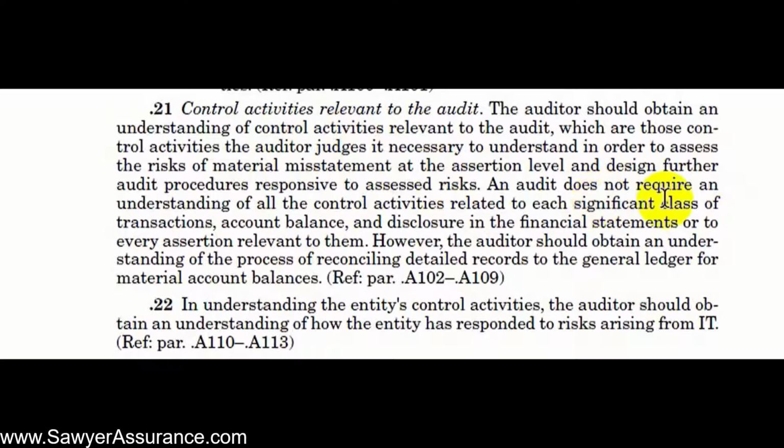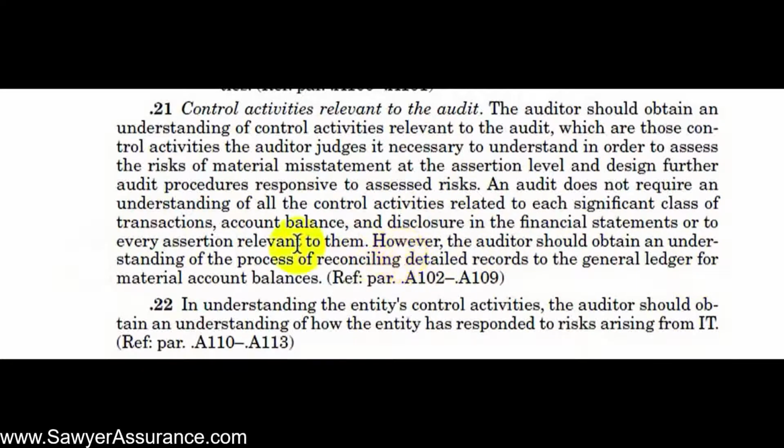And it says here we don't have to understand all of the control activities that are part of the entity under audit, but only the ones that are related to significant classes of transactions, account balances, and disclosures. And we don't have to understand them for every single assertion either. So we mainly want to look at the ones that are most relevant or most significant to our audit. We might determine that by, for instance, the number of transactions. So if a transaction class has a very material amount of transactions that happen, maybe we want to understand those particular control activities, or maybe it's a material balance. We might want to understand those control activities.